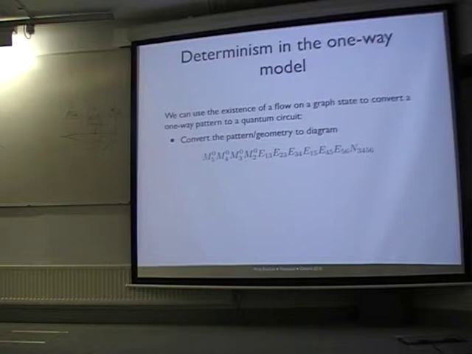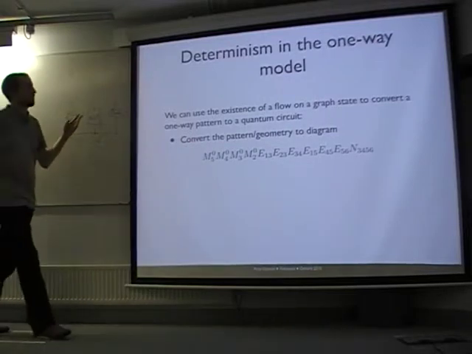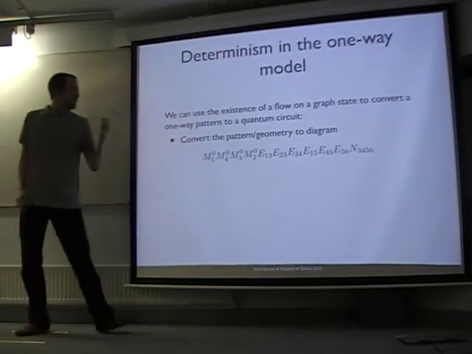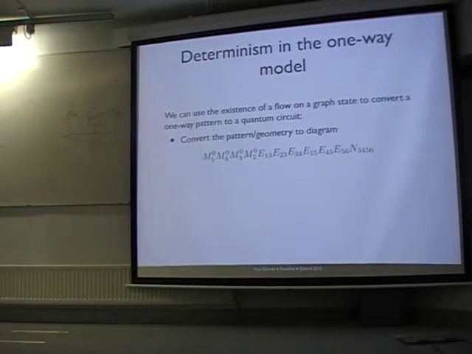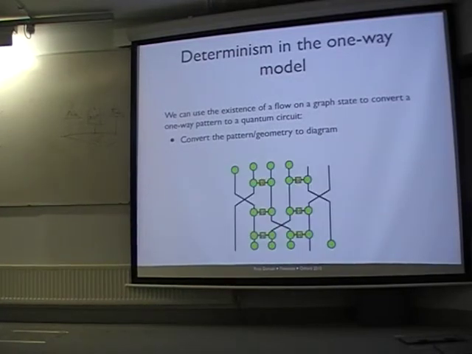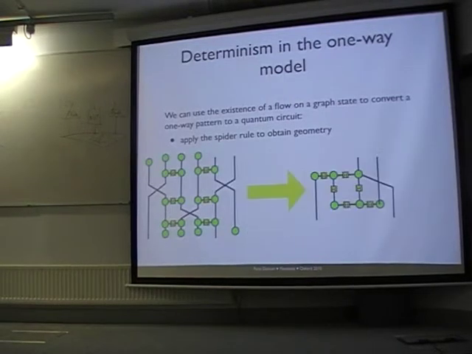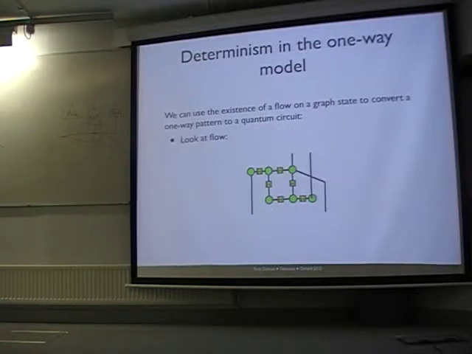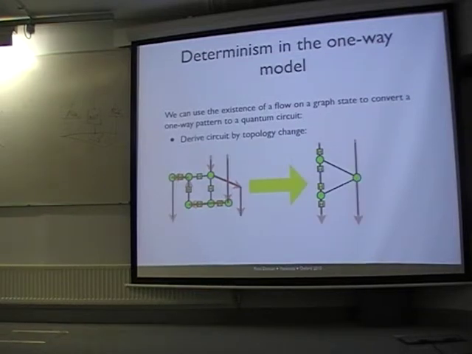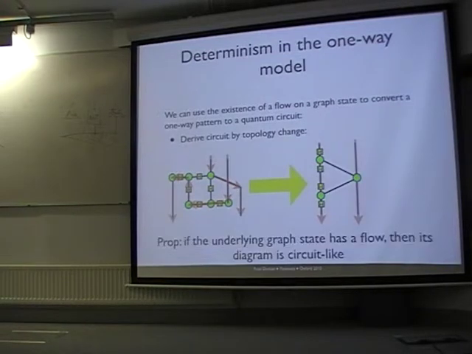So, if we use this kind of translation, let's suppose we have a diagram of the flow. Now, what we do is we start, like I just showed you, with some diagram. Now, we can reduce it to its geometry using the spider rule. And then, because you know it has a flow, you can chase the flow through the diagram, and just by rearranging it, get a circuit. And then you can do some simplifications to it afterwards.